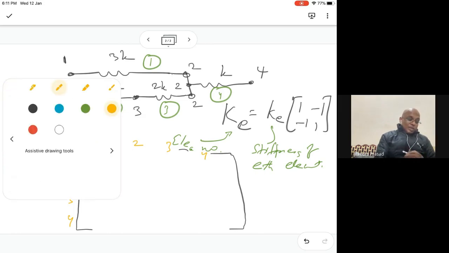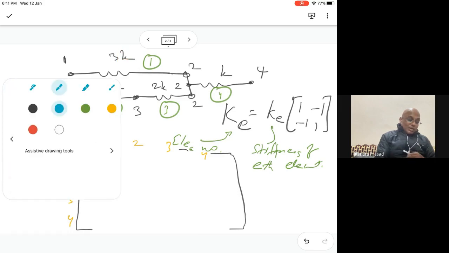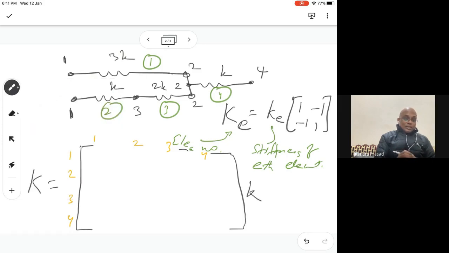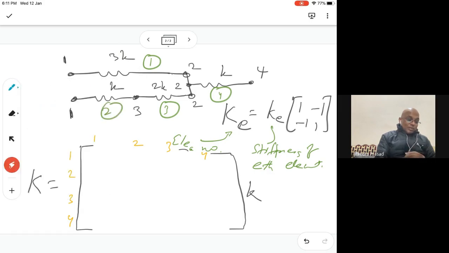Okay, let's use different colors. For blue, let's use it for element number 1. We can write K as a common factor, because K is common in all of them, and then we just write the numbers. Blue, let's write for the first one. We have 3, and the connection is between 1 and 2 only, so we have to write in those positions.